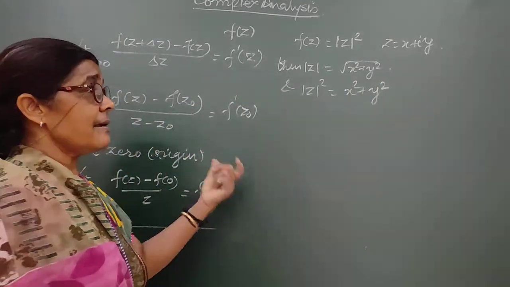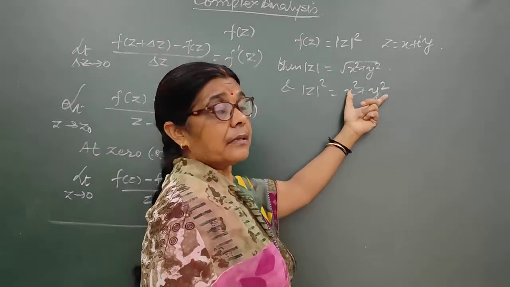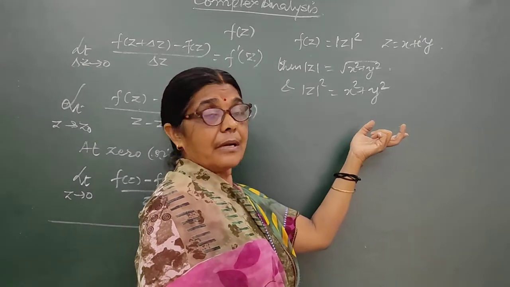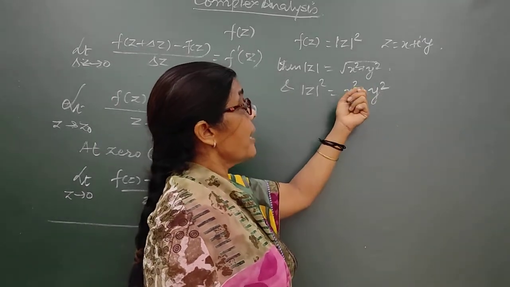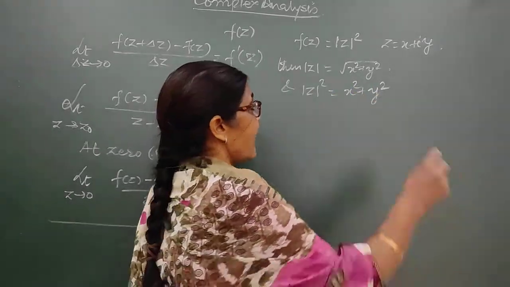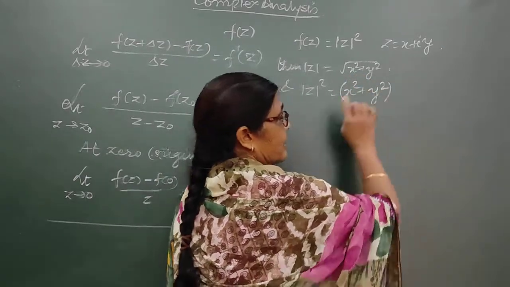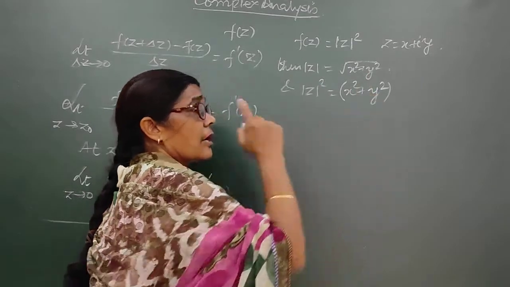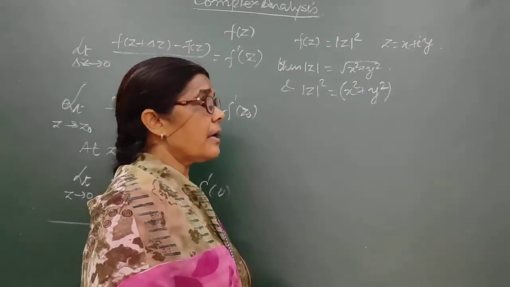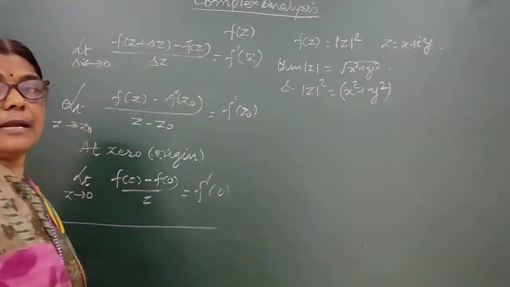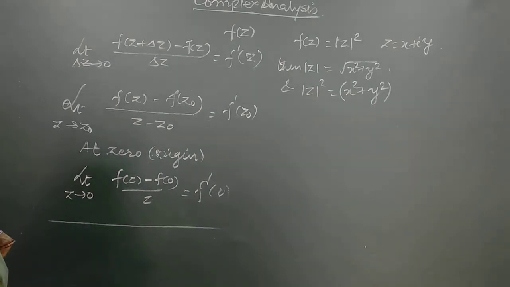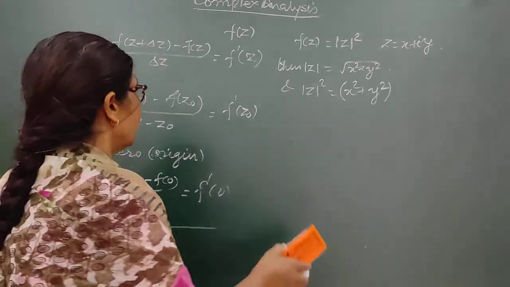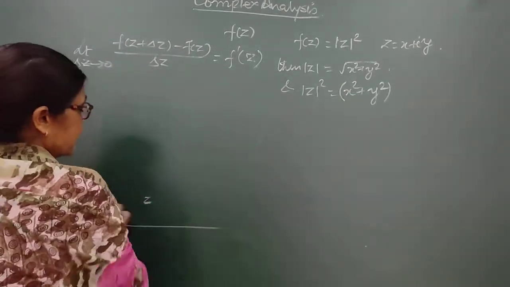Here x is a real number and y is a real number. Therefore x square plus y square is a real number, a real function, and we know that this algebraic function is a continuous function. Therefore we can say that f(z) is continuous everywhere on the plane, but it is not necessarily a differentiable function. It is differentiable only at the origin. We are proving this fact.